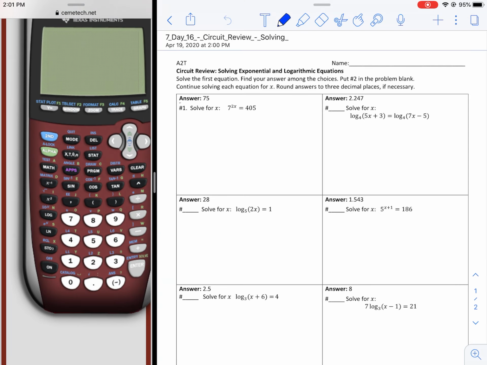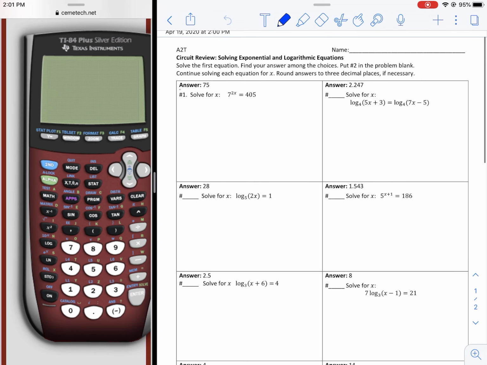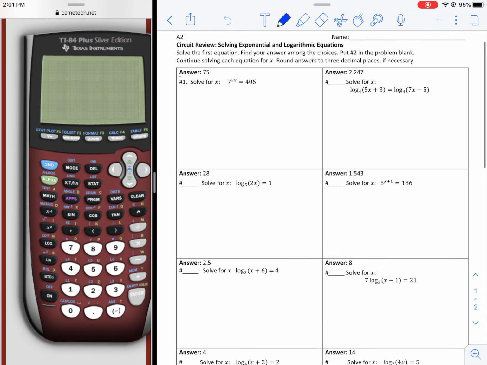Hi class, I just wanted to provide this video for those of you that tried the circuit but maybe struggled a little bit because I didn't post the answer key. I wanted to make sure you had an opportunity to go through those problems, especially with the log quiz coming up. So if you understood the problems and found the correct answers using the circuit technique, then you can completely disregard this video. It's just optional for those of you that wanted some extra review.